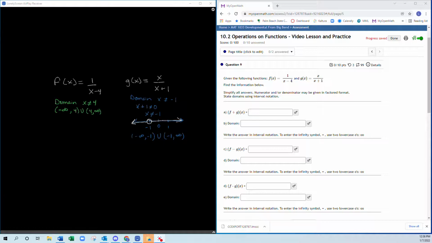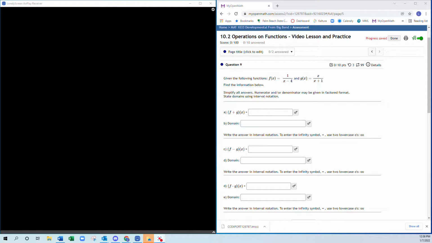But now the first question, part A, says they want me to add those two together. So let's go through and look at that. I'm adding those two functions together. What it's saying is, what is f plus g of x? All that's saying is to take f of x and add that to g of x. In this case, f of x is 1 over x minus 4. Then I add that to g of x, which is x over x plus 1.